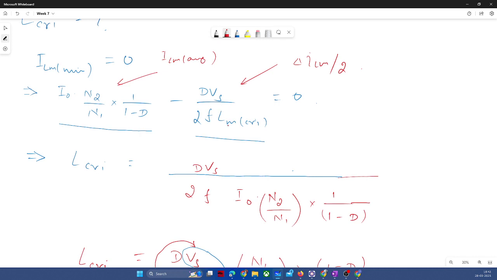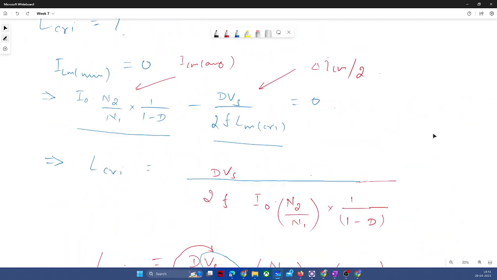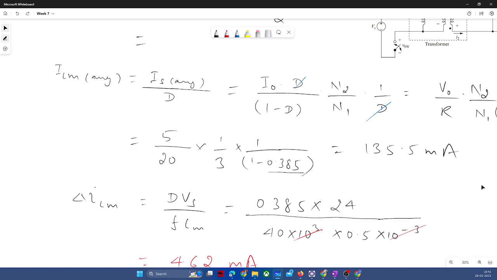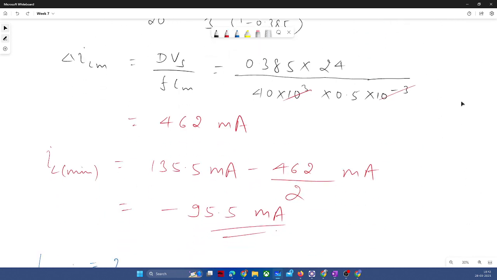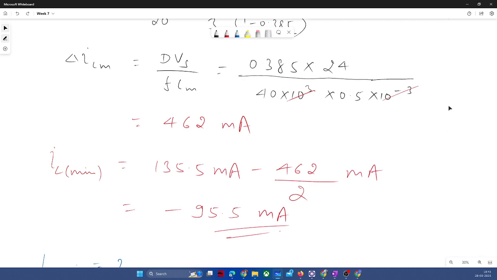So dVs by FLM. Sir, I think from that IS average step it has been. Okay, let me see the IS average step. Okay, yeah, I got it. In IS average, I took that D value. So ILM minimum was ILM average divided by D. ILM divided by D. ILM average, let me see.